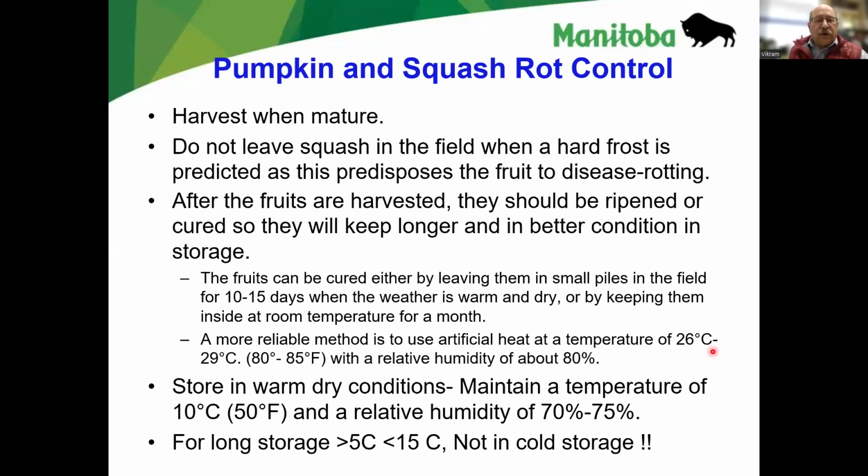So for curing, you can have either the field or 26 to 29 degrees temperature and low humidity. And for long-term storage, you can have between say 5 to 15 degrees Celsius and not in a cold storage. Okay.